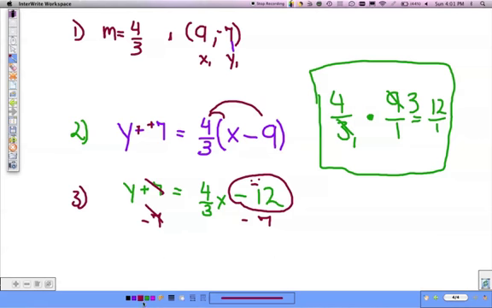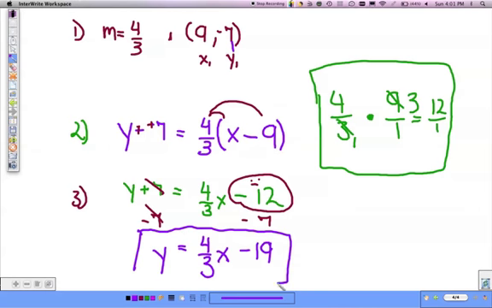So I have y is equal to 4/3 x minus 19. And that is it. That 19 might be really negative, but the whole thing is really positive because it's right.